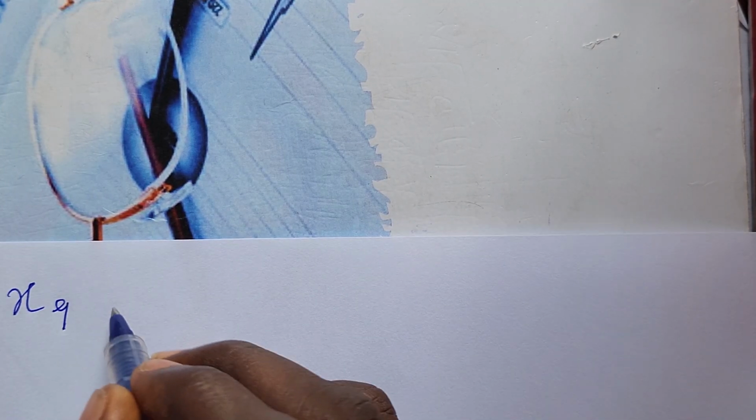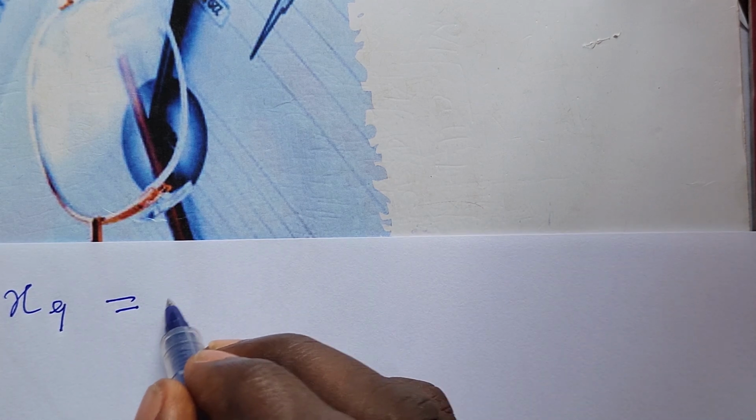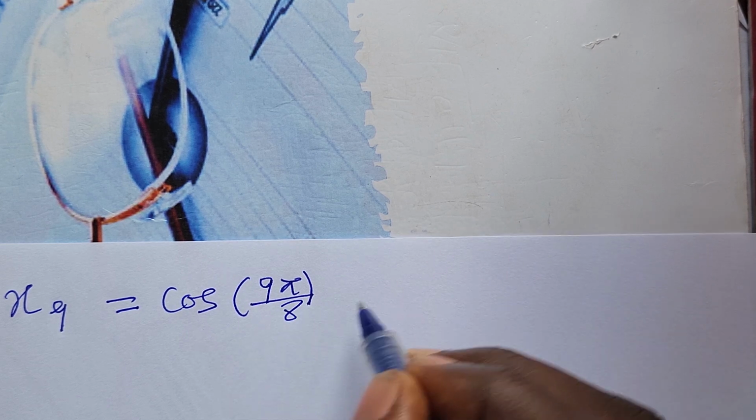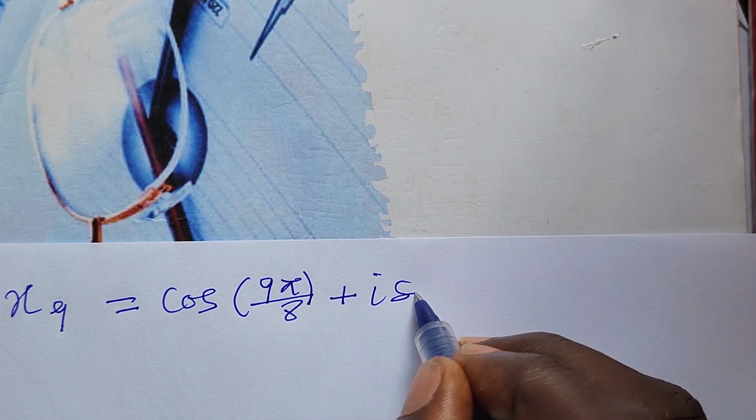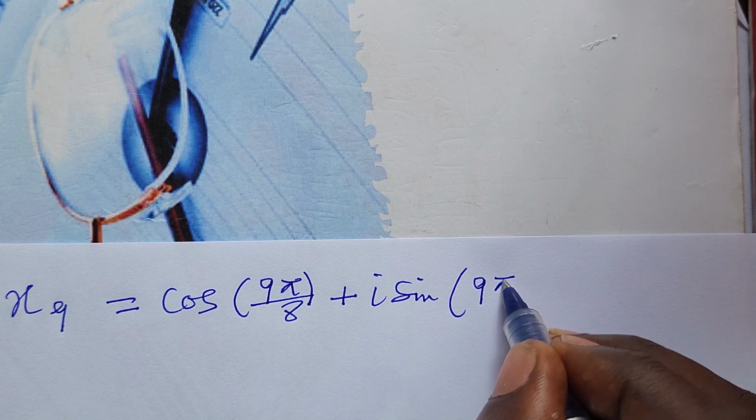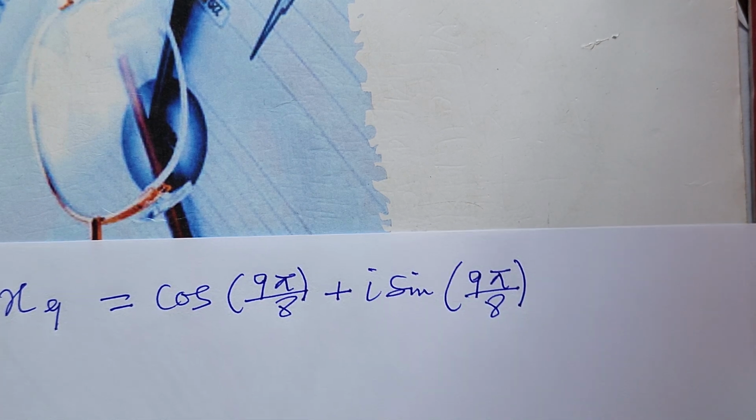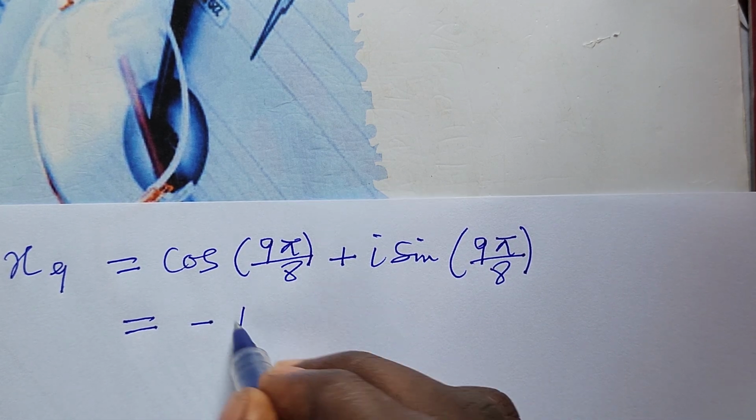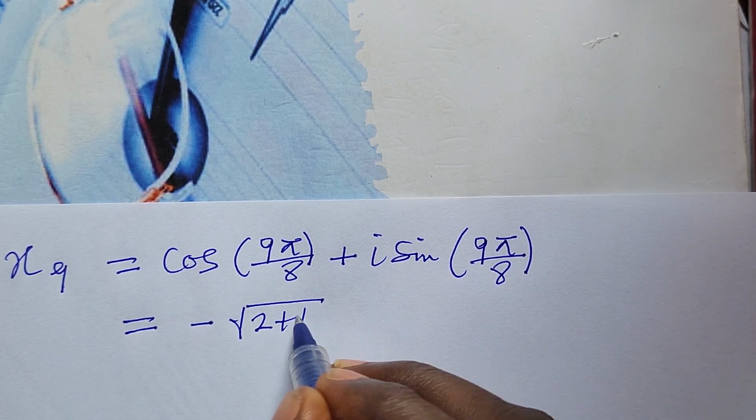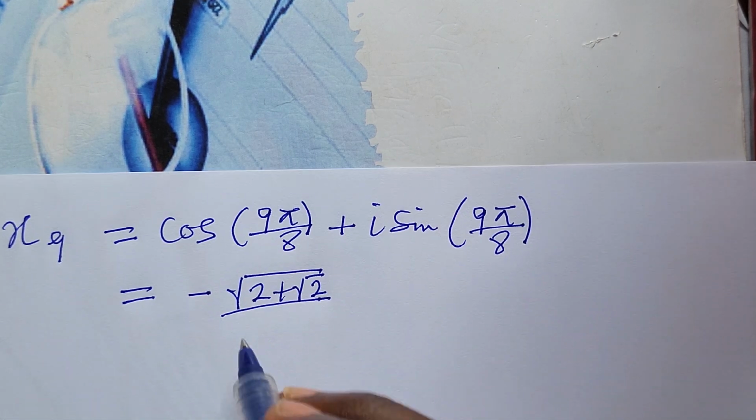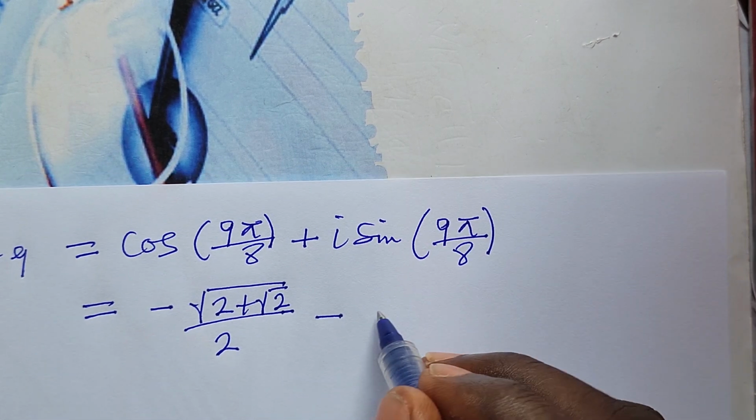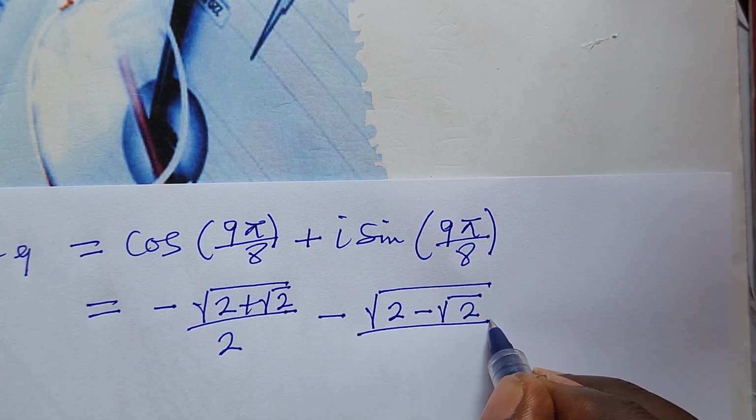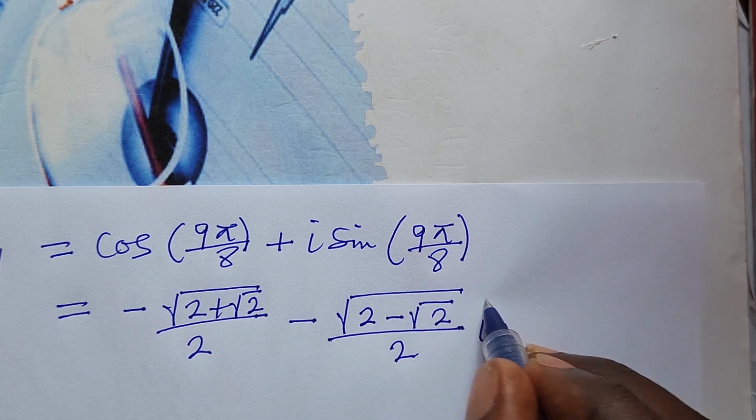So we have our x subscript 9. This automatically will give us cos(9π)/8 plus i sin(9π)/8. Again, if we plug this into our system, this will give us minus the square root of (2 plus the square root of 2) all over 2, then minus the square root of (2 minus the square root of 2) all over 2 iota.